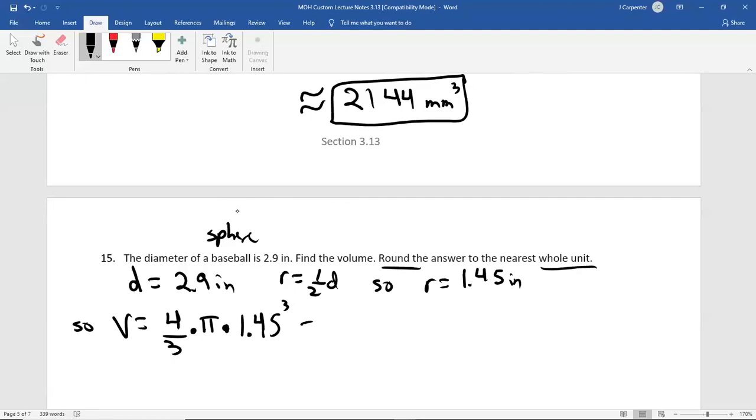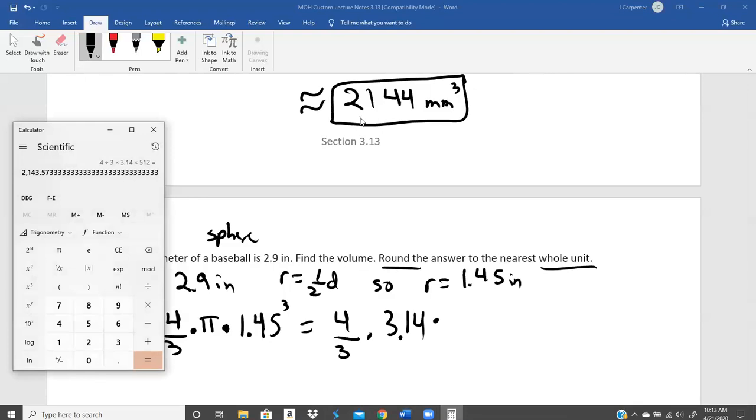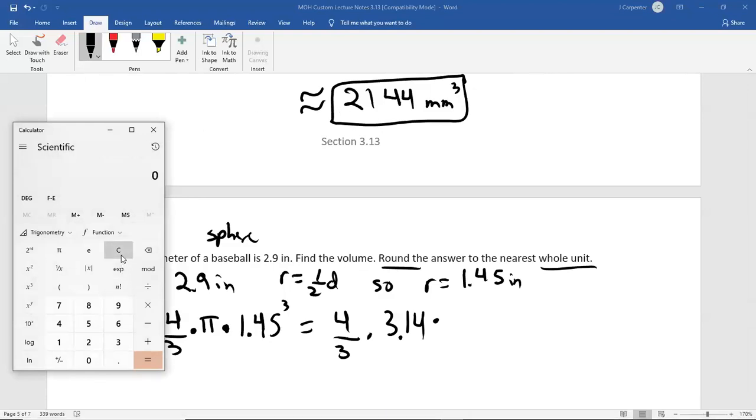Okay. So that's 4/3 times 3.14 times 1.45 cubed. I'm not doing that in my head. I guess I'll get the calculator. So it's clear, 1.45 times 1.45 times 1.45. Oh, I did have it in scientific mode. I could have just hit cube. So if you don't trust me, here's the cube button.